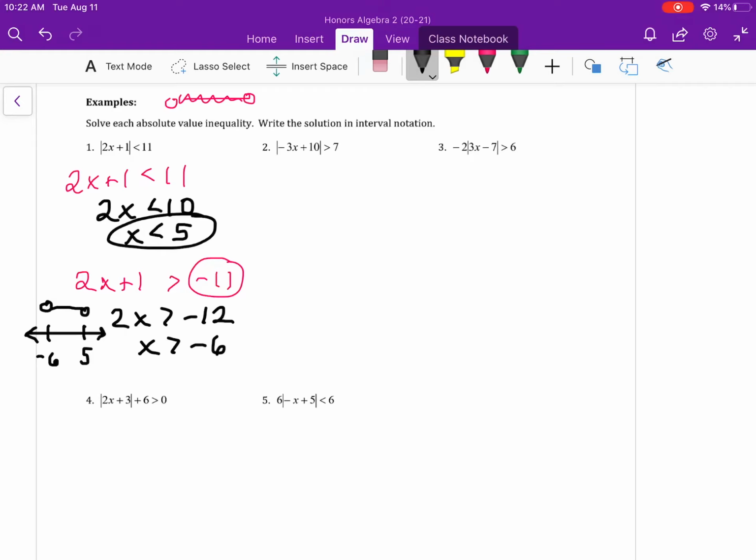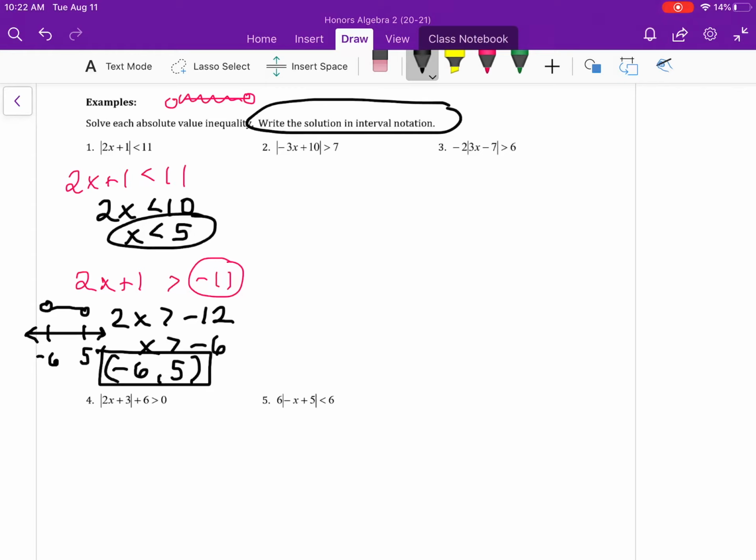Okay, so this is kind of my answer, right? This is an "and," but it says write the answer in interval notation. So let's see. The farthest left point is negative 6. The farthest right point is 5. And then go ahead and do open parentheses to signify that it's not equal to. All right, let's try another one.